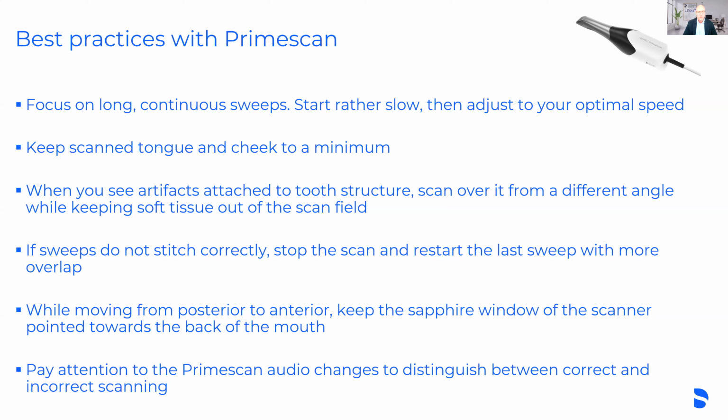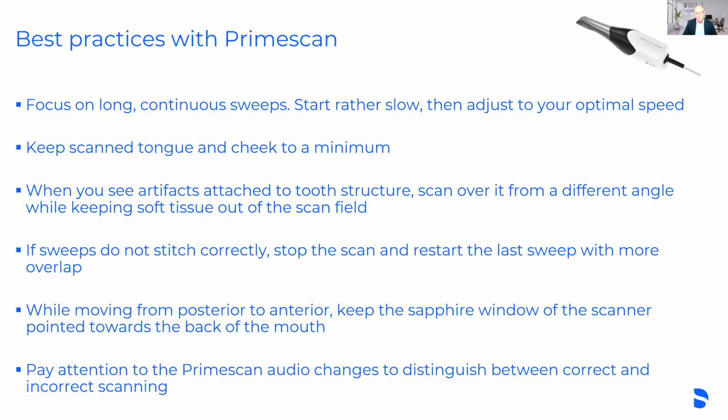And if you're moving from posterior to anterior, you want to keep the window of the scanner pointed towards the back of the mouth. That's the easiest way to capture the most data with Prime Scan, because it has such a depth of view. It has a 20 millimeter depth of view. You can really angle the scanner and still capture the anatomy that's required.